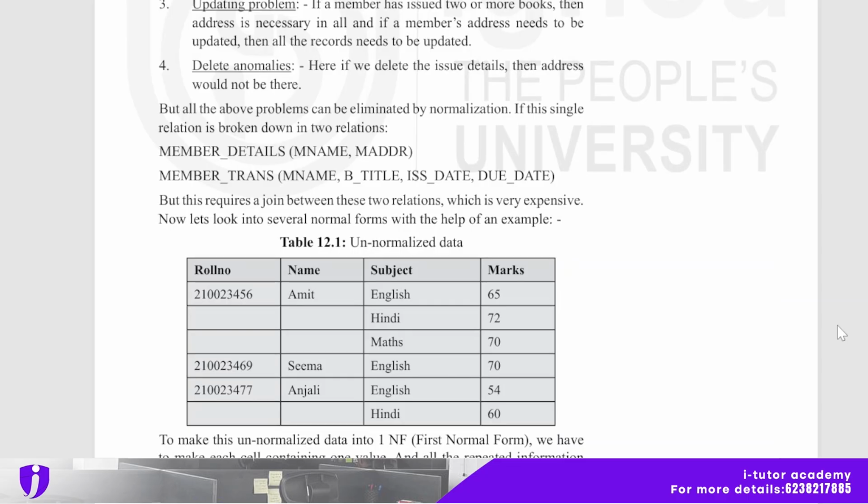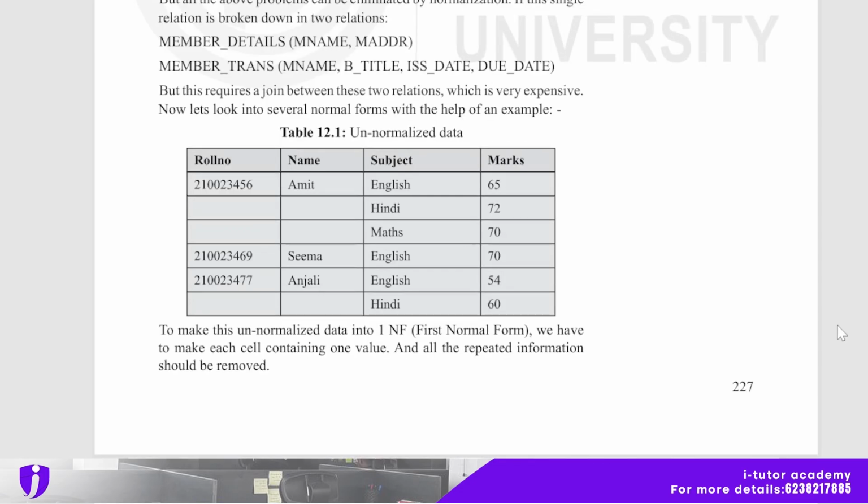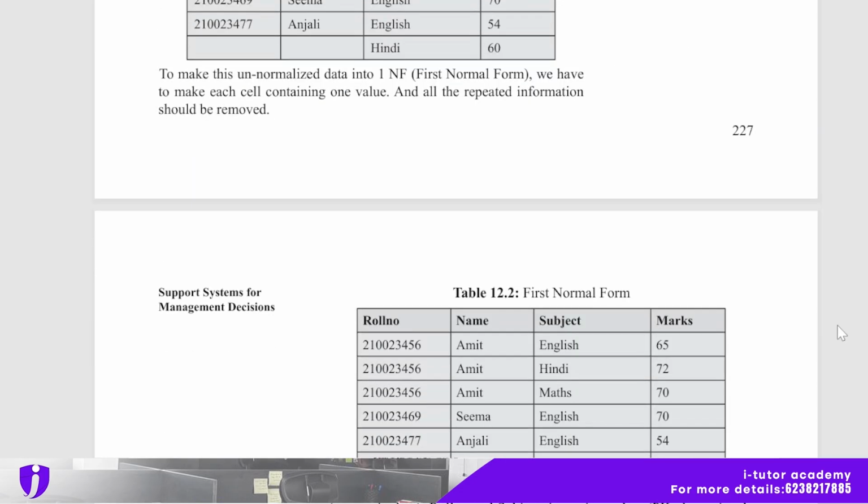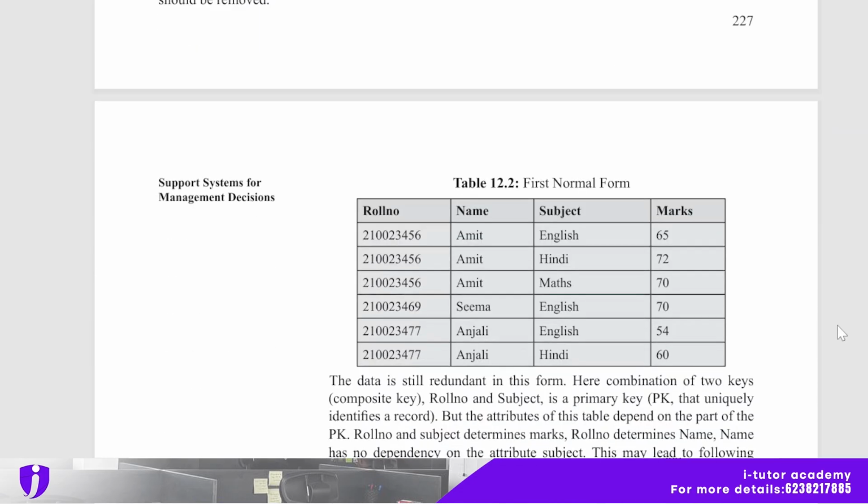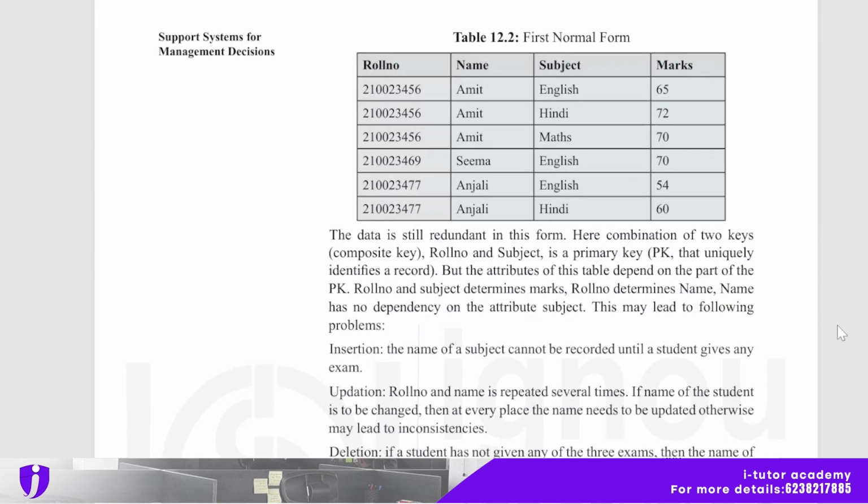So there is an unnormalized data table with roll number, name, subject, marks, like that. And table 2 is the first normal form, with roll number, name. So these are the data. How is it connected? Data is still redundant in this form, and here the combination of 2 keys, roll number and subject, is the primary key, but the attributes of this table depend on part of the PK. Roll number and subject determine marks. Roll number determines name. Name has no dependency on the attribute subject.